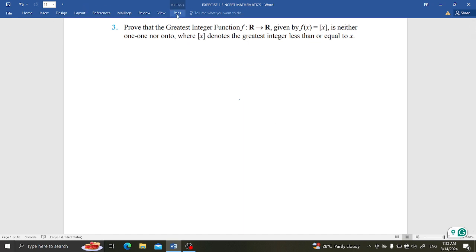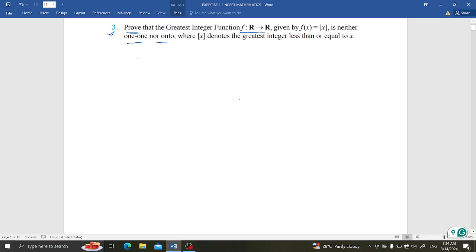So what does the question say? Question number 3. Prove that the greatest integer function, which is defined from R to R, is neither one-one nor onto. We need to prove this. First of all, I will explain what the greatest integer function is, what its graph is, what its range is, and what its domain is.